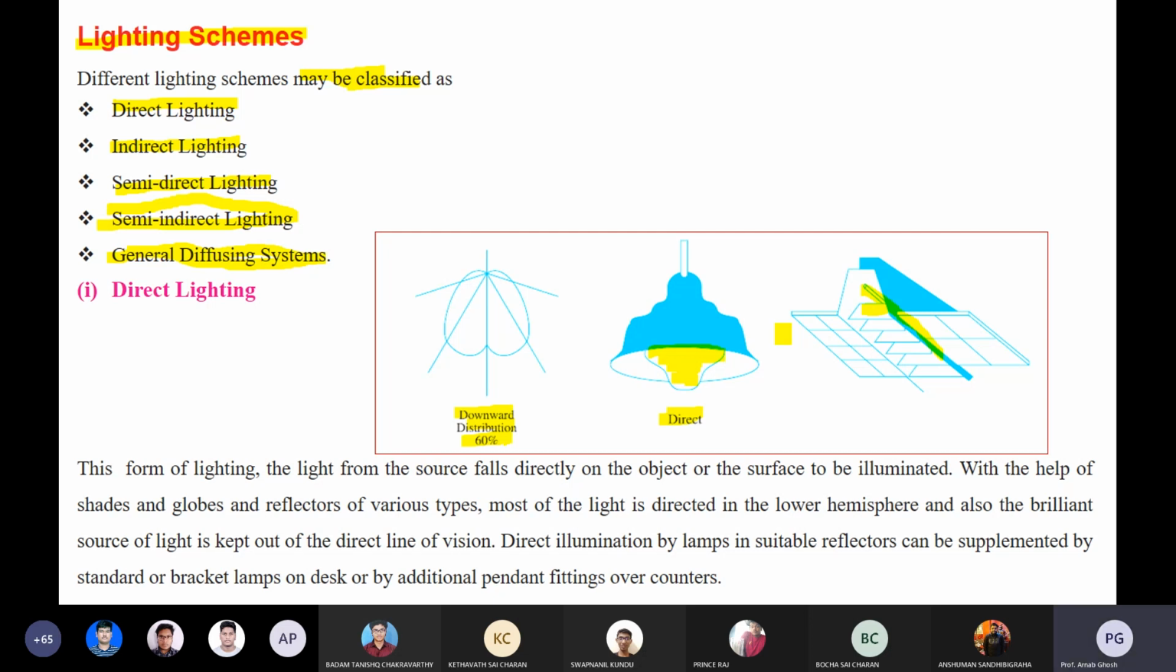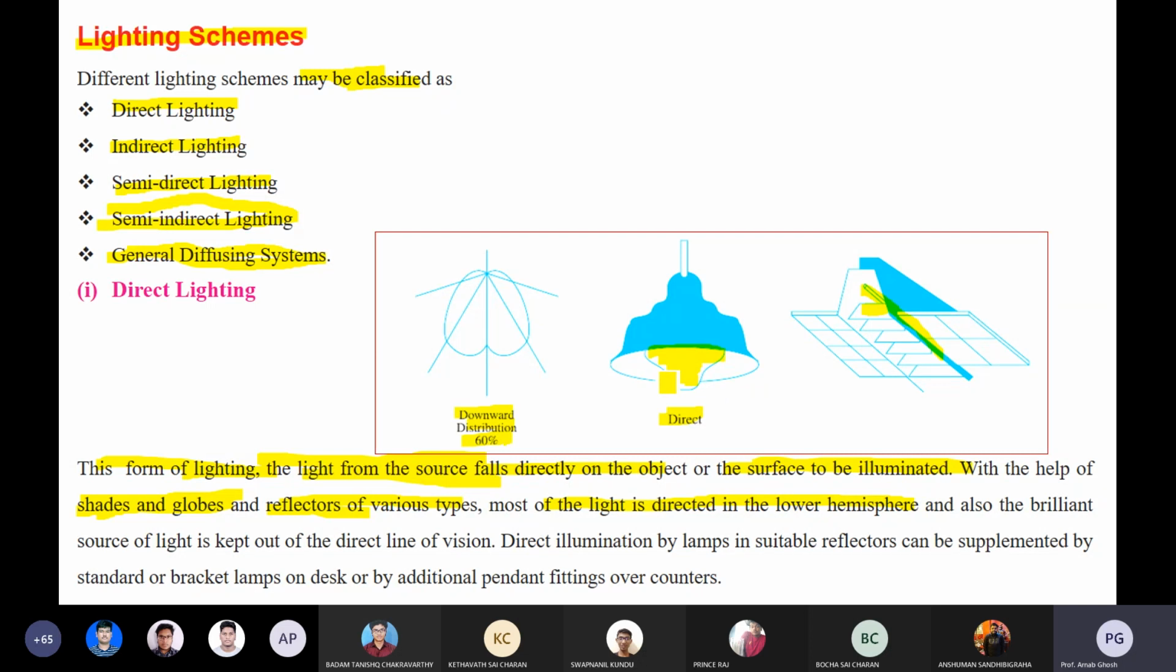In this form of lighting, the light from the source falls directly on the object or the surface to be illuminated, with the help of shades, globes and reflectors of various types. As per the type of reflector, the light is distributed. Most of the light is directed in the lower hemisphere.